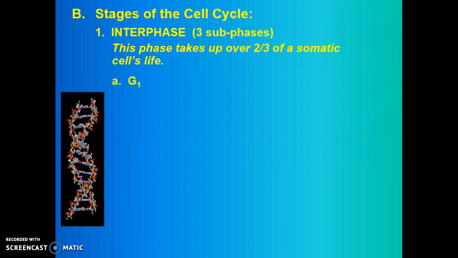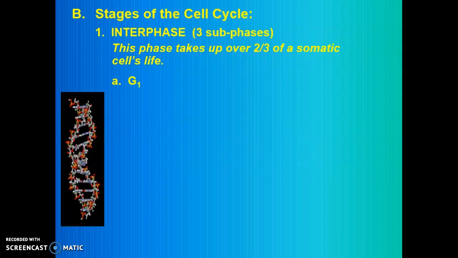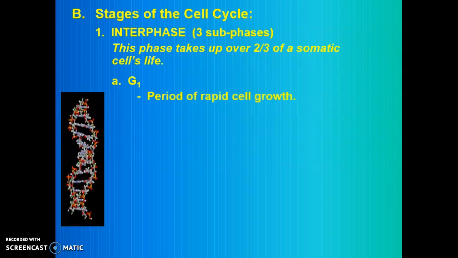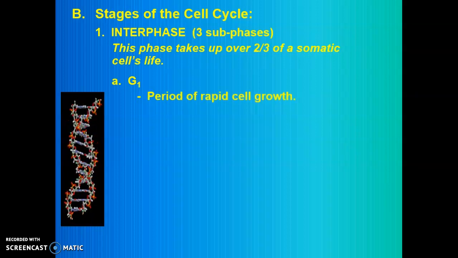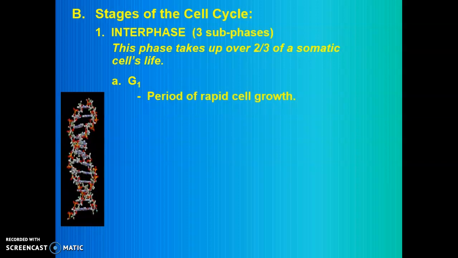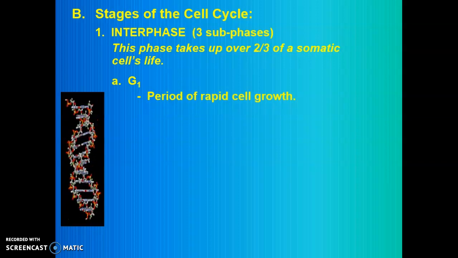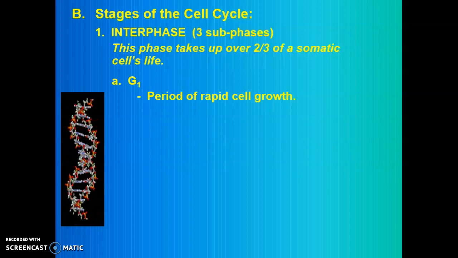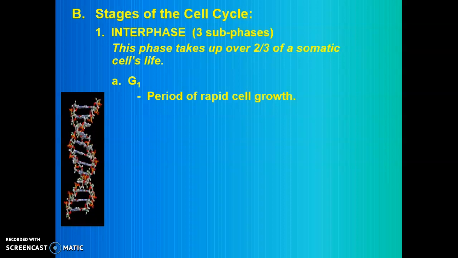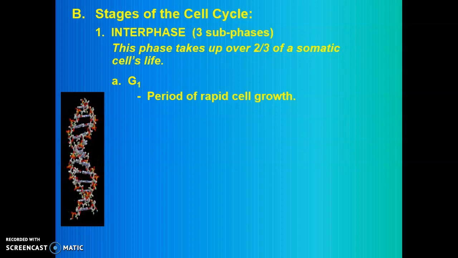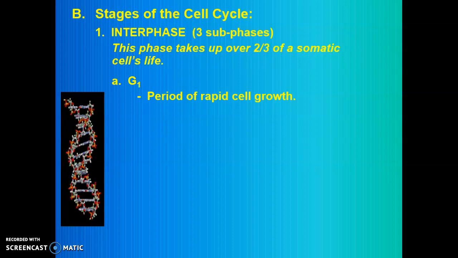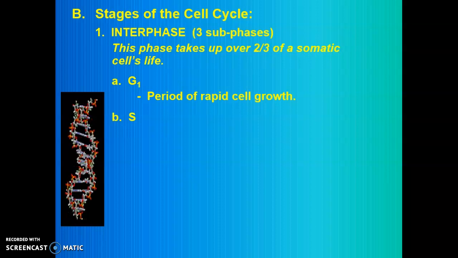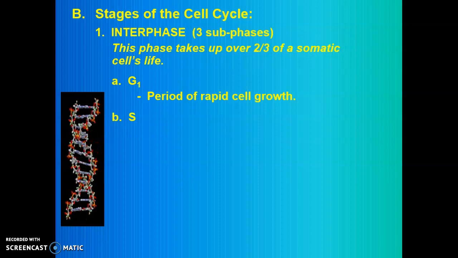G1 is the first official step in interphase. You have a brand new baby cell which is created. G1 simply stands for growth. This is a period of rapid cell growth, and during this time the cell is doing its job, whatever its main function is. As it grows, eventually it may get too big, where, as we said, the rate of diffusion starts to suffer. If that happens, it's going to enter what we call the S phase.